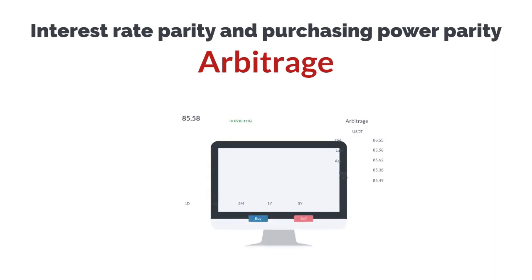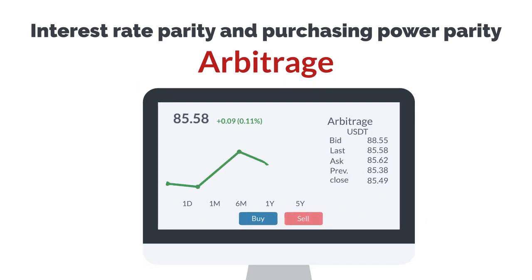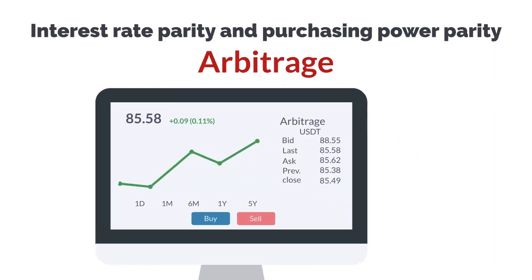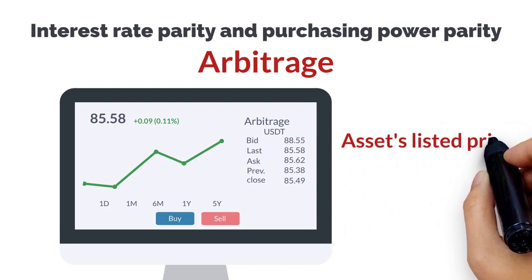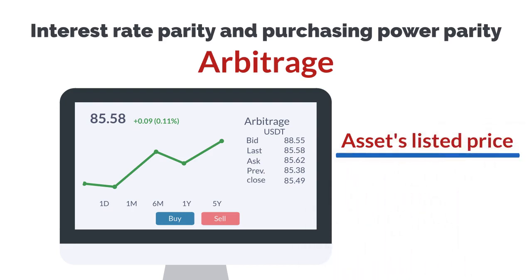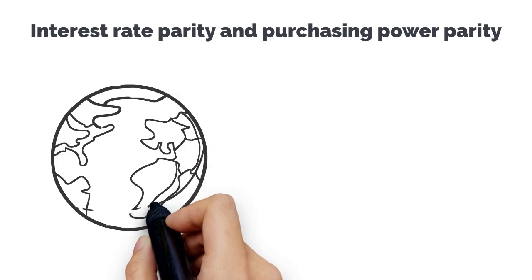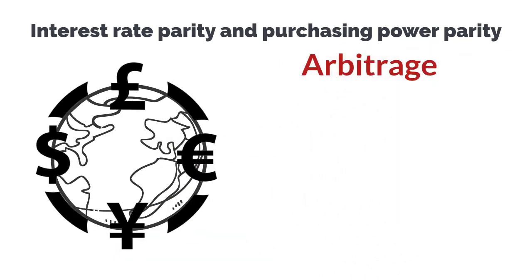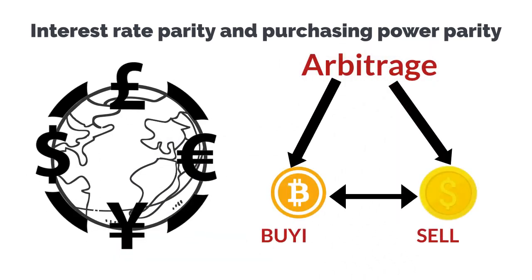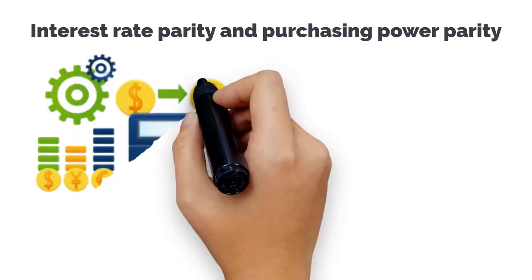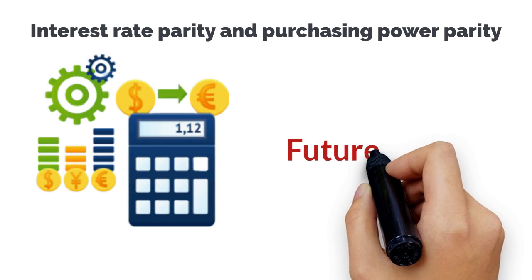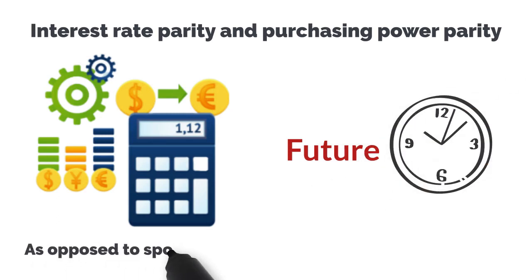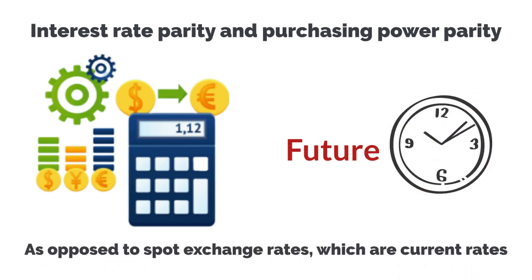Arbitrage is defined as the simultaneous purchase and sale of the same asset in different markets in order to profit from tiny differences in the asset's listed price. In the foreign exchange world, arbitrage trading involves the buying and selling of different currency pairs to exploit any pricing inefficiencies. Forward exchange rates for currencies are exchange rates at a future point in time, as opposed to spot exchange rates, which are the current rates.